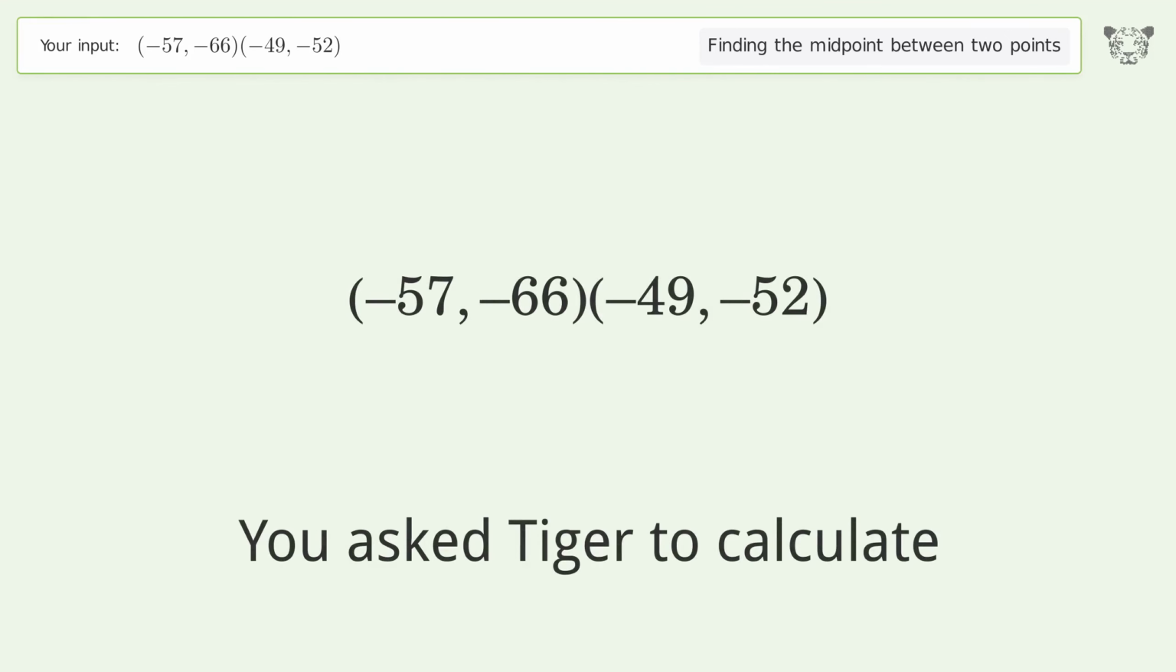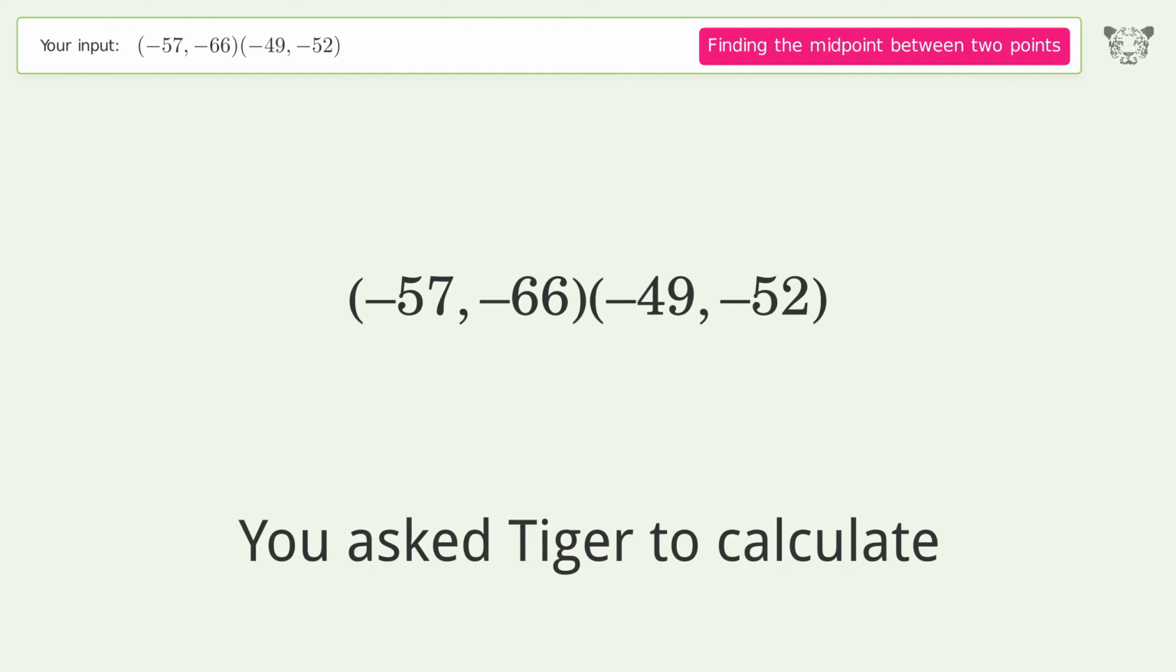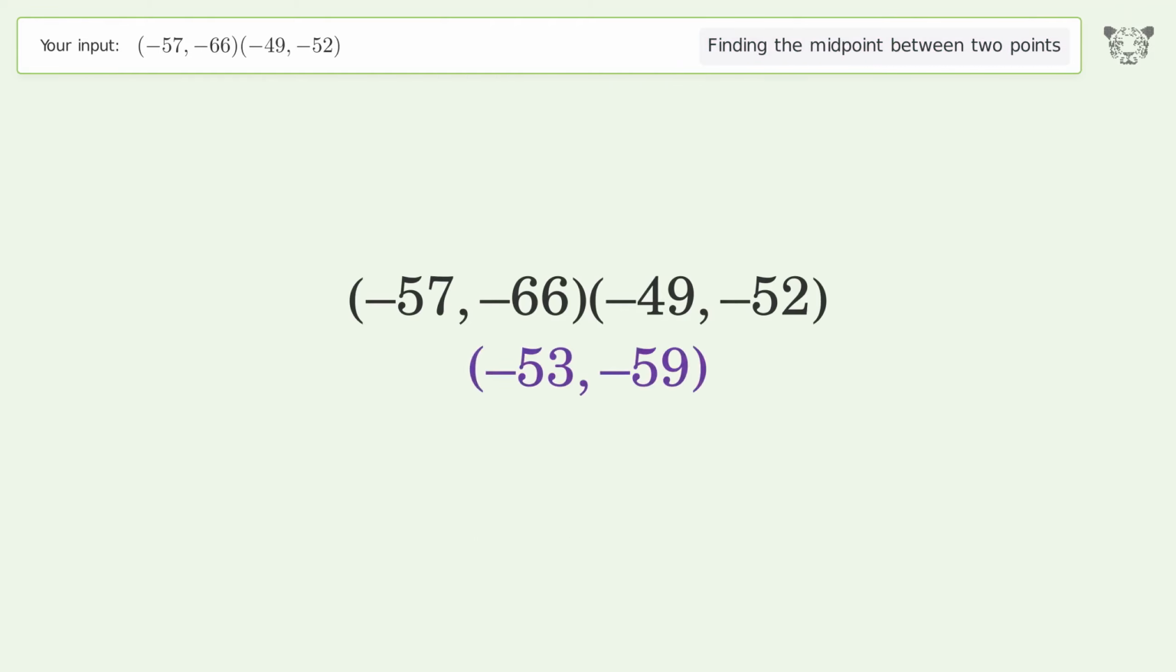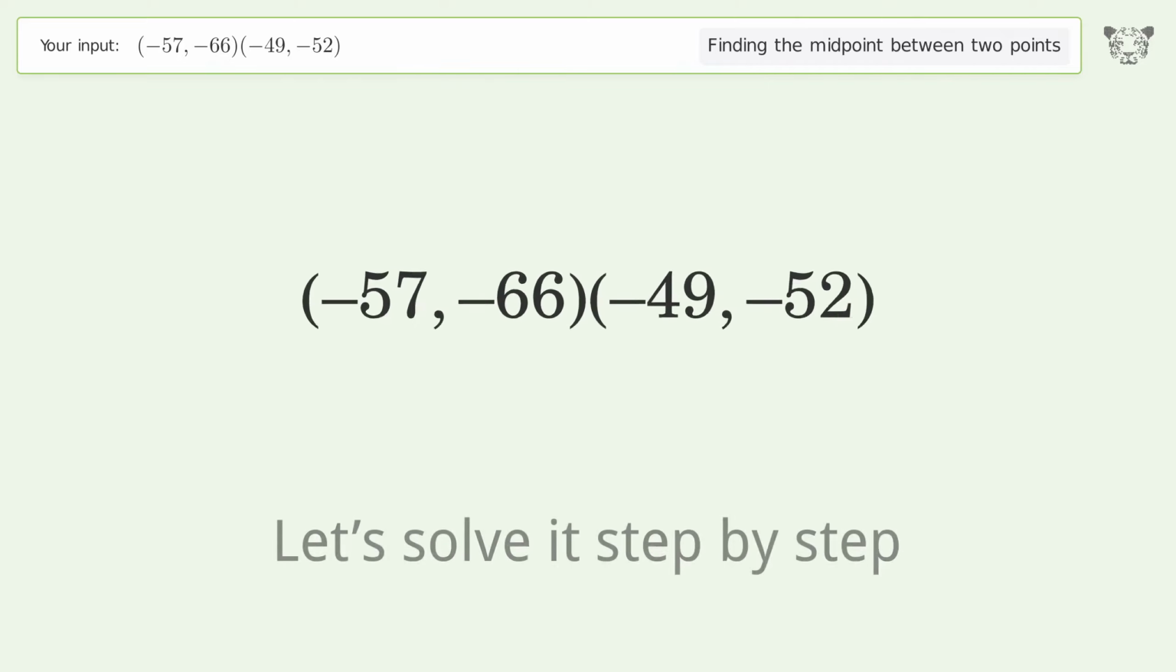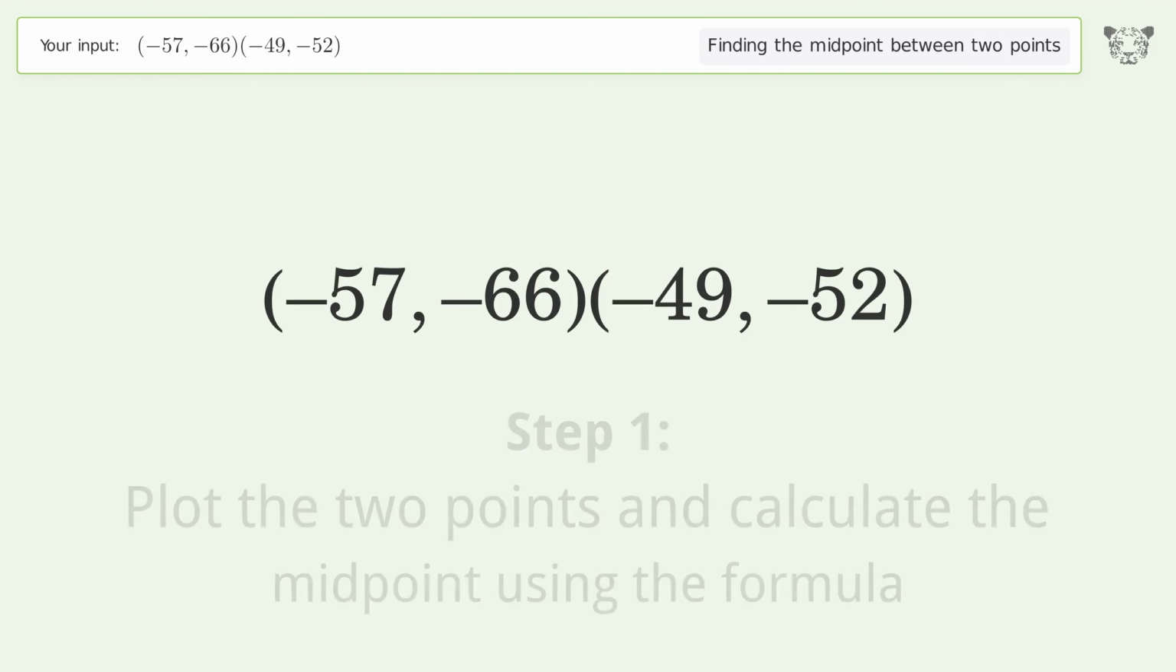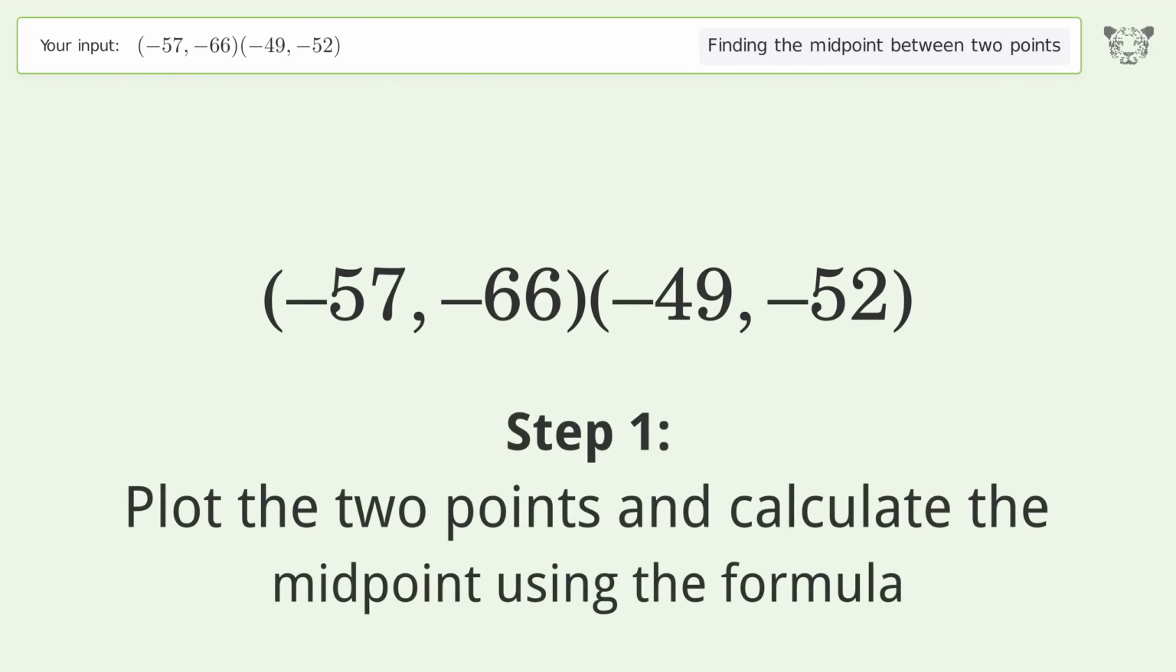You ask Tiger to calculate. This deals with finding the midpoint between 2 points. The midpoint between the 2 points is -53, -59. Let's solve it step by step. Plot the 2 points and calculate the midpoint using the formula.